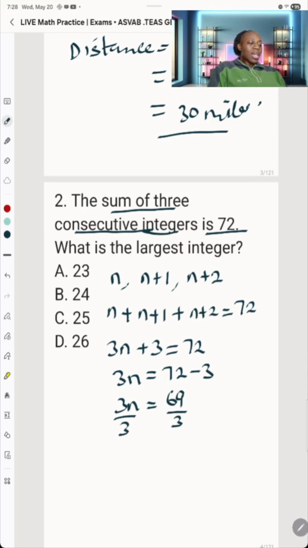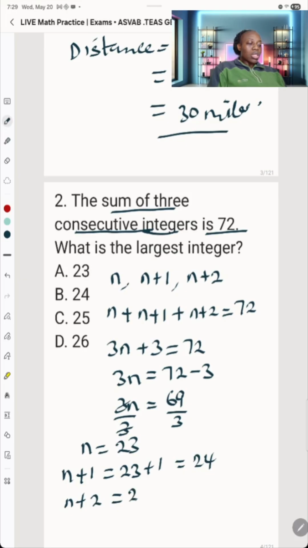When we divide both sides by 3, this 3 will divide 3. n is going to be what? How many 3 in 6? That will be 2. Then how many 3 in 9? That will be 3. So from here, we have n to be 23. That means the first number is 23. Then what is the second number? n plus 1. That will be 23 plus 1, which is 24. What is the third one? n plus 2. And that will be 23 plus 2, which is 25.